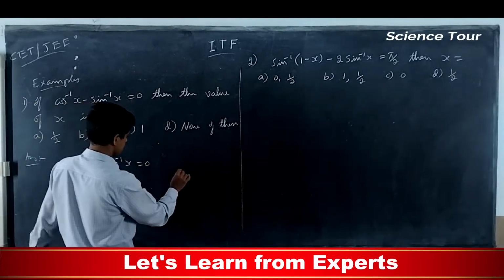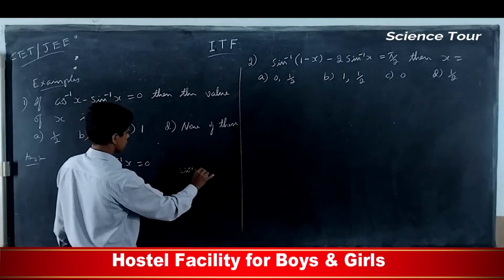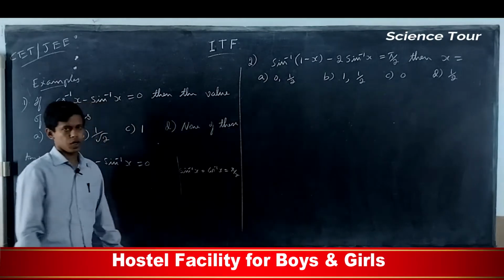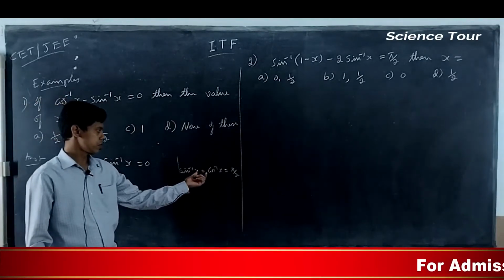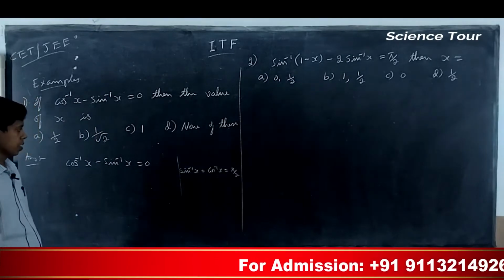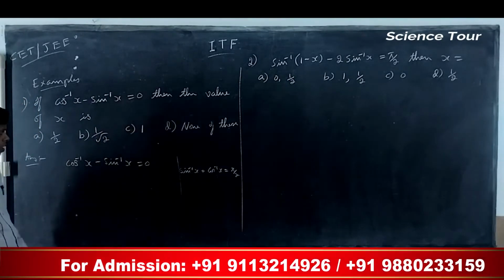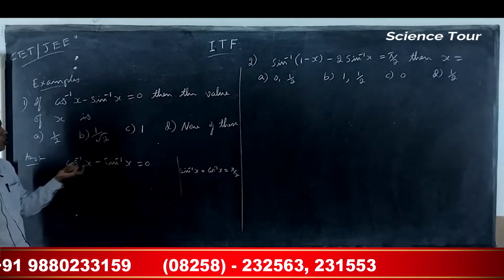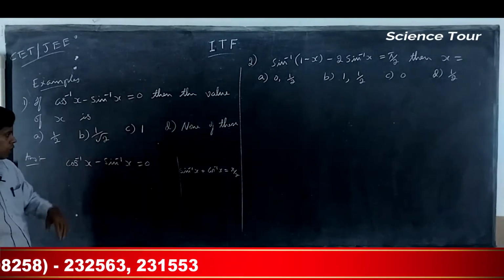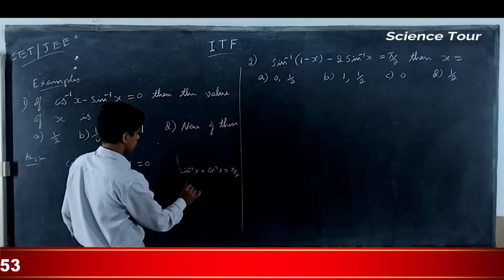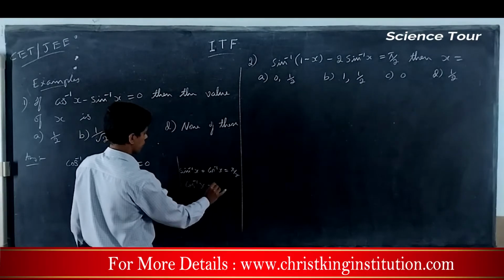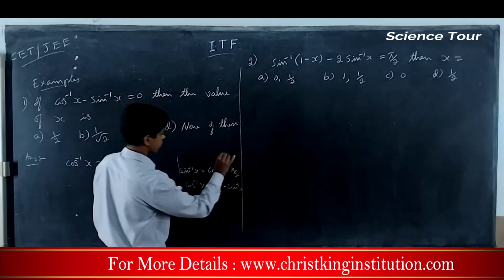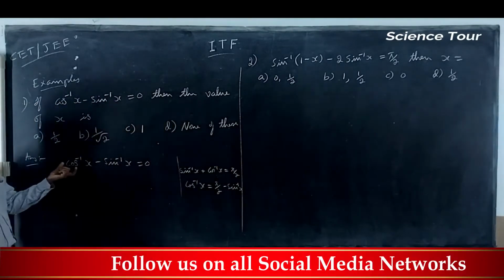See, I have a property. What is the property? Sine inverse x plus cos inverse x is equal to pi by 2, for x belonging to minus 1 to 1. Now I have to replace either cos inverse or sine inverse, anyone. So I'll replace cos inverse. What is cos inverse? Pi by 2 minus sine inverse x. That's what I will substitute in place of cos inverse.